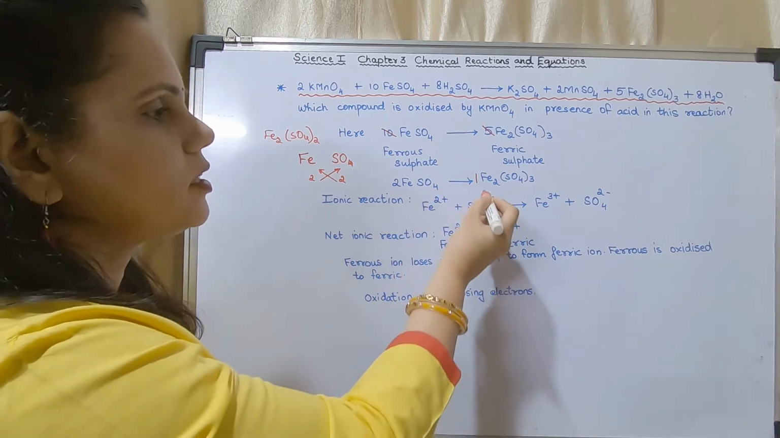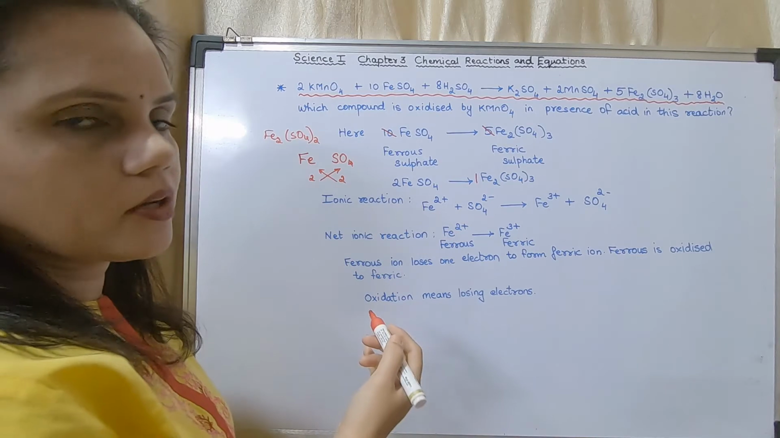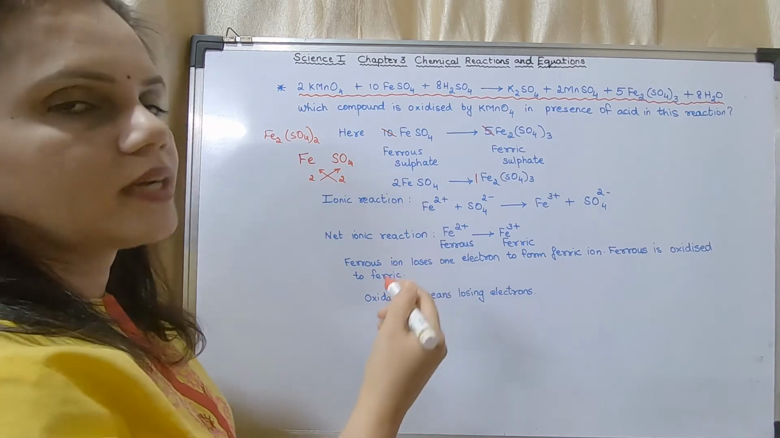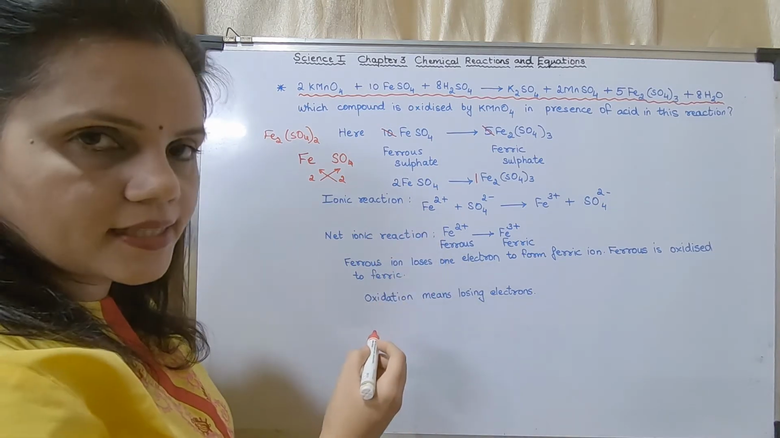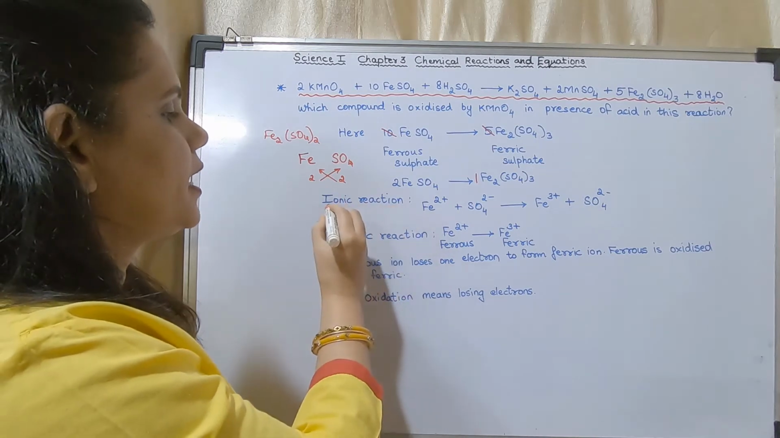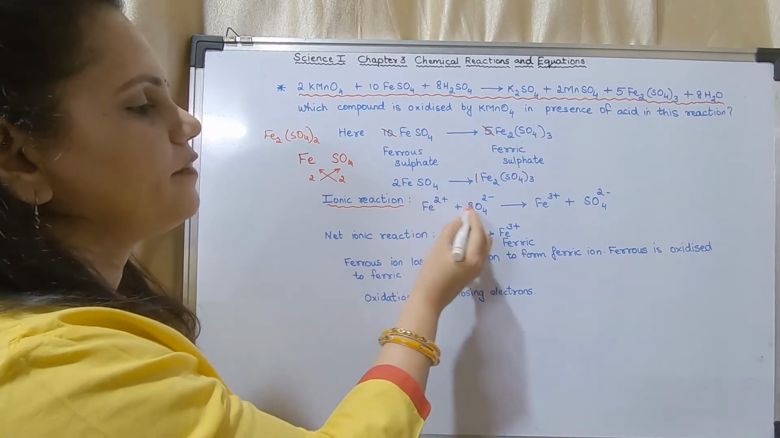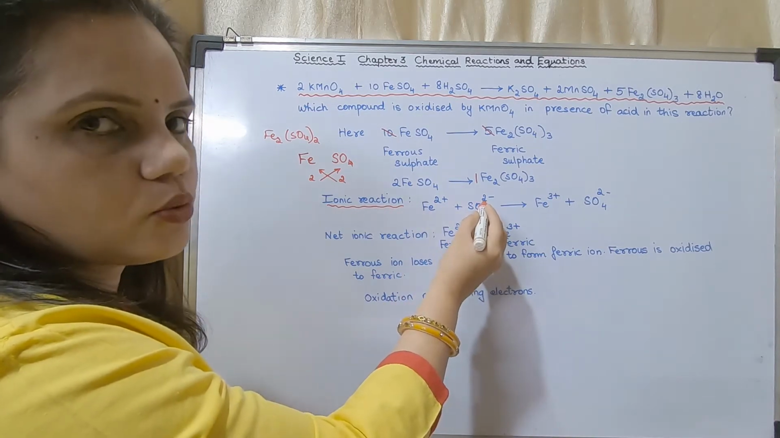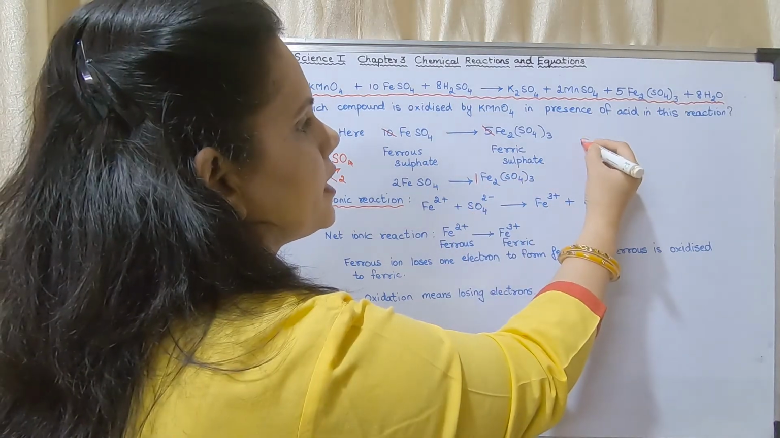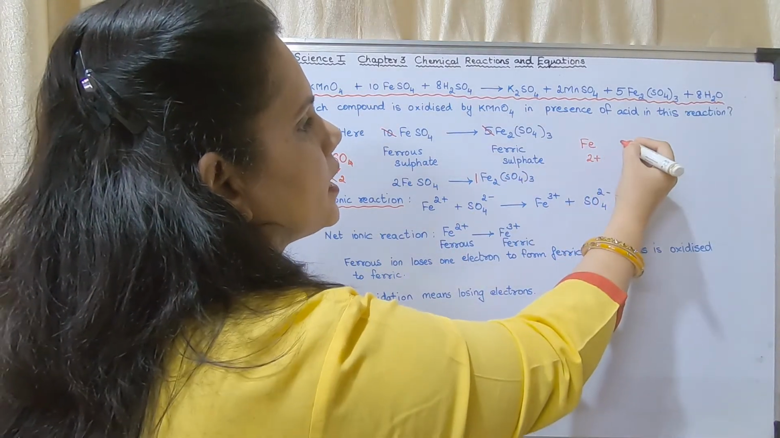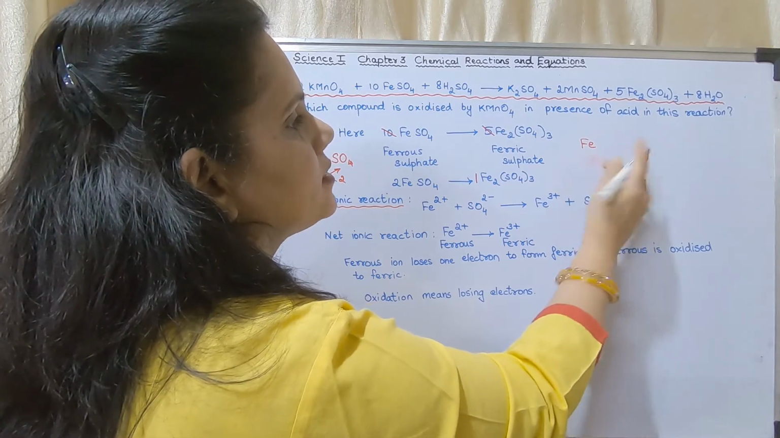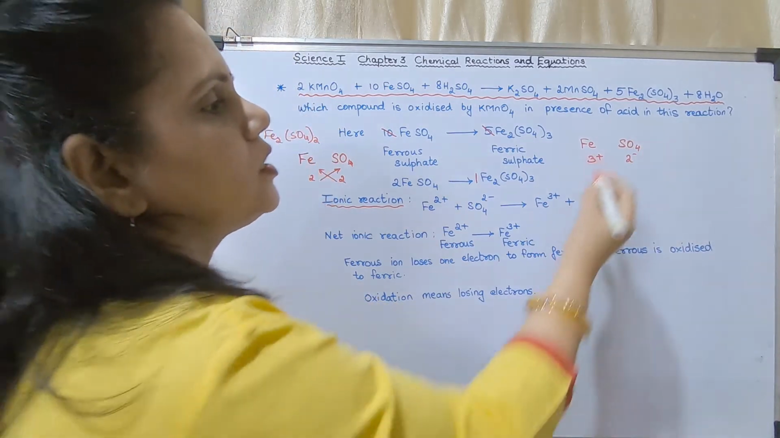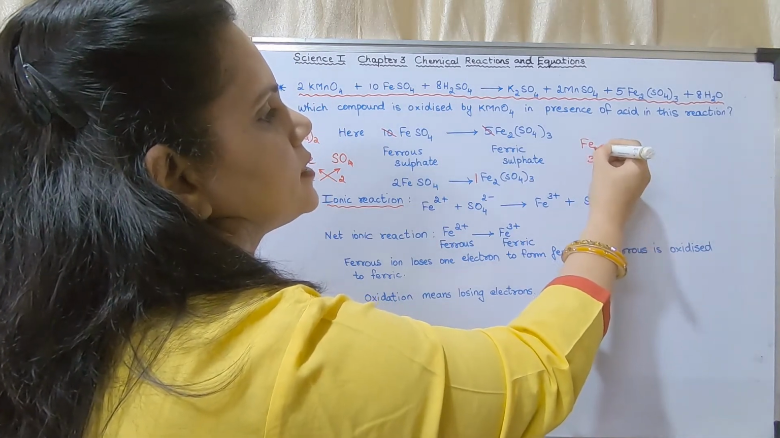This is a positive ion, this is a negative ion. How did this become positive and negative? The one who gives electrons becomes positive, the one who takes electrons becomes negative. That you had studied last year. So here, in the ionic reaction, Fe2+ plus SO4 2-. So the valencies are 2 plus and 2 minus. Here, in Fe2(SO4)3, the valency of Fe is 3 plus and SO4 is 2 minus.